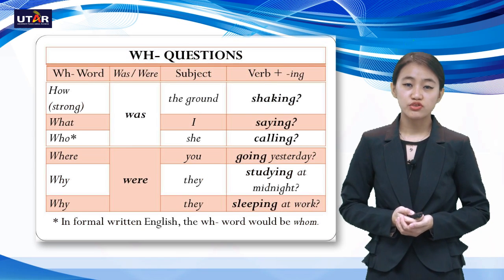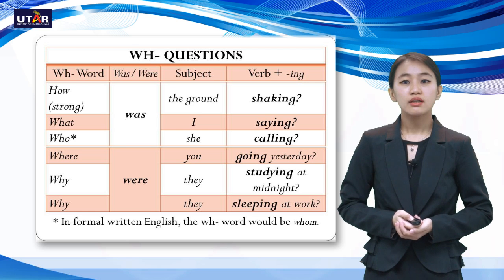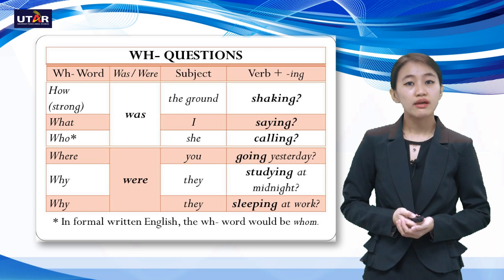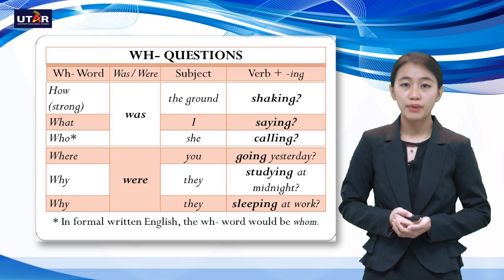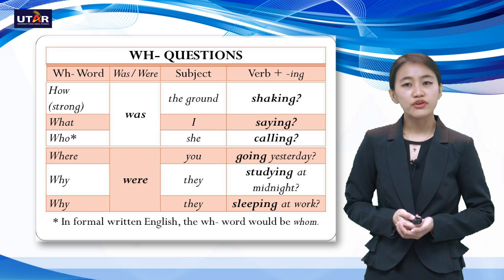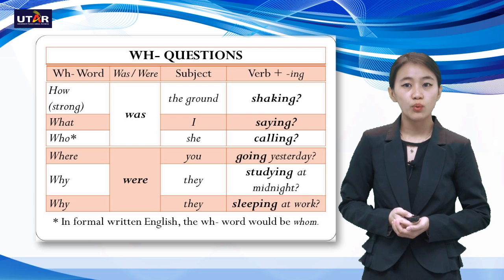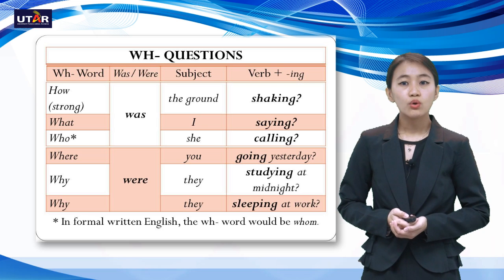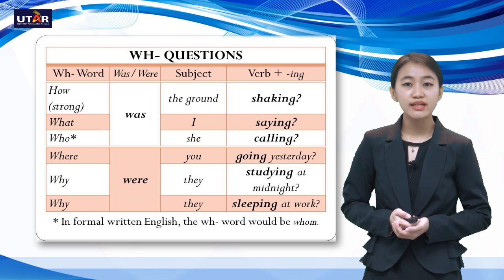Now, when you want to construct a WH question, you will start with WH word, followed by the auxiliary verb, was or were, then your subject, followed by your main verb. So for example here, how strong was the ground shaking? What was I saying? Who was she calling? So this, of course, will be in the singular form. Whereas plural form, where were you going yesterday?